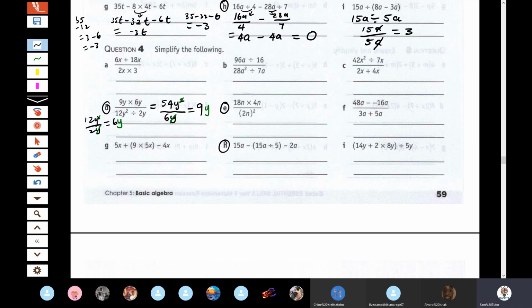18 times 4, what's that? 72n squared, because n times n is n squared, over 2 squared, which is 4n squared. Again, these two cancel out. 72 over 4 should be 18.